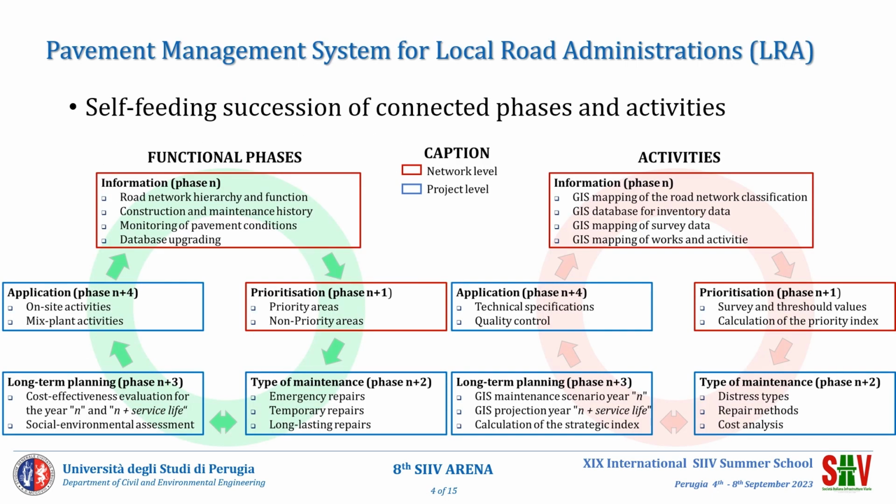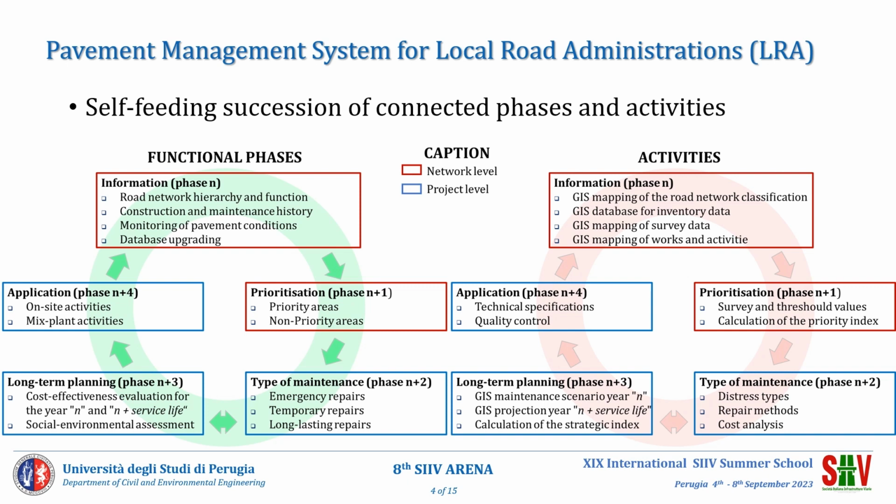The tailored pavement management system, developed for several small road administrations in central Italy, was designed as a circular sequence of connected phases, in which every activity outcome is the starting point for the following one. On the left of this slide you can see the functional phases, while on the right the activities to be performed in each phase respectively.